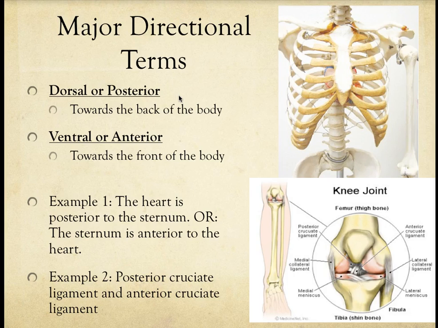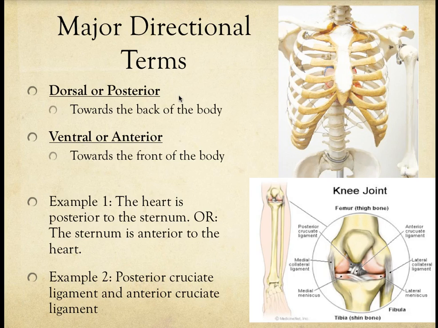So in this image on the top right, you'll notice that the heart is behind the sternum. So basically we would say that the heart is posterior to the sternum. We don't say behind, we say posterior to. Or if we say that the sternum is in front of the heart, we could also say the sternum is anterior to the heart. All right.